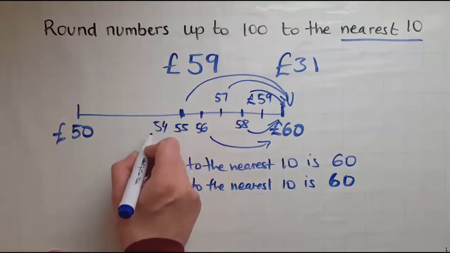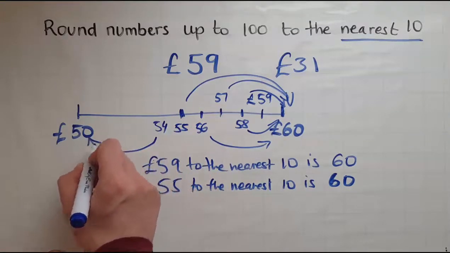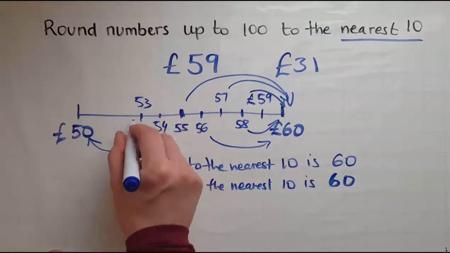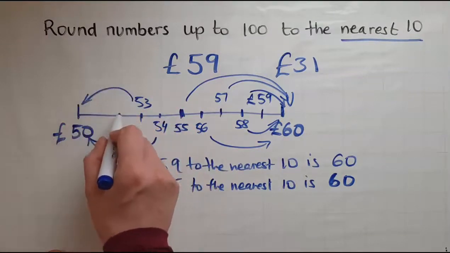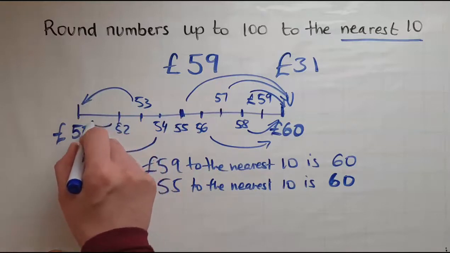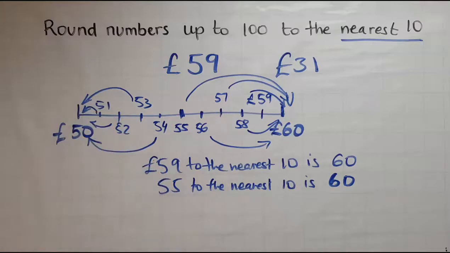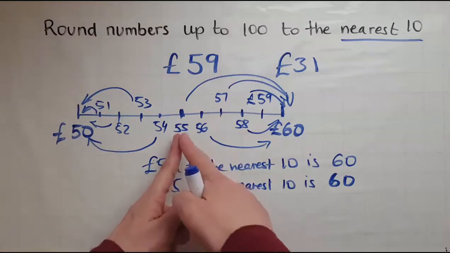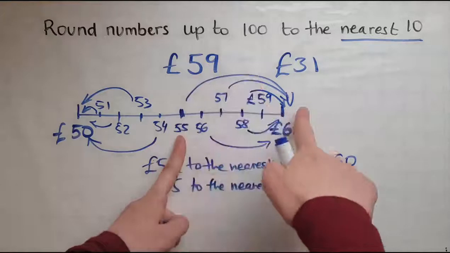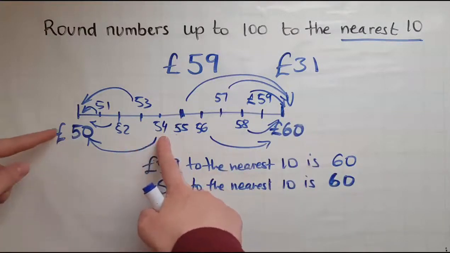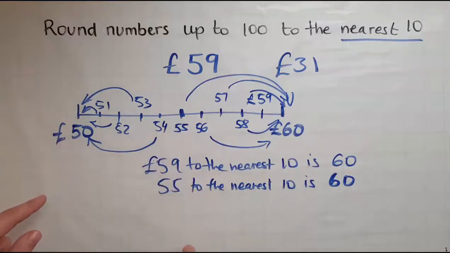54, that is rounded to 50. 53 as well is rounded to 50. 52 and 51 is rounded to 50. So if it's 55 and more, it's rounded to 60. If it's 54 and less, it's rounded to 50.